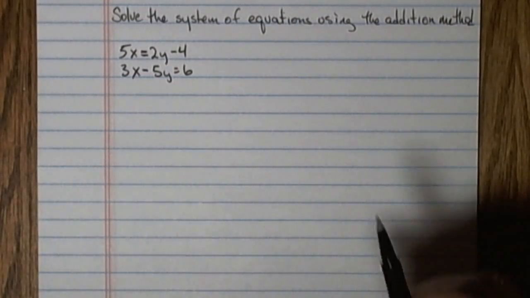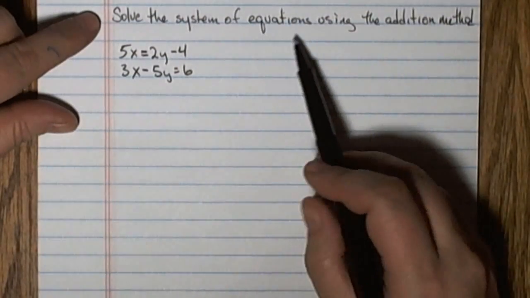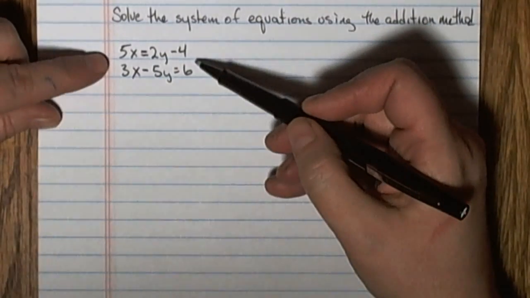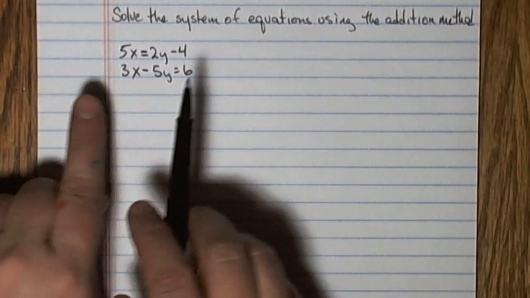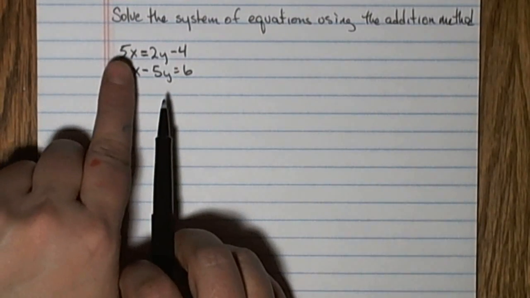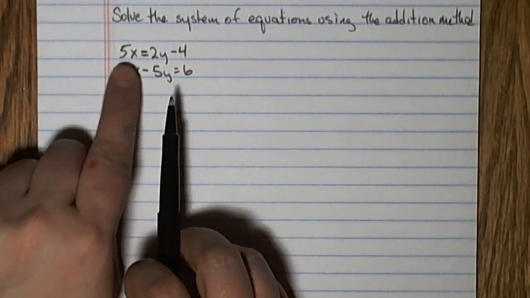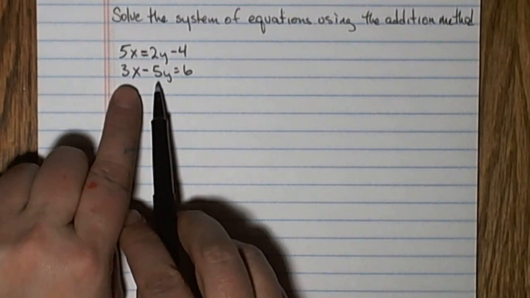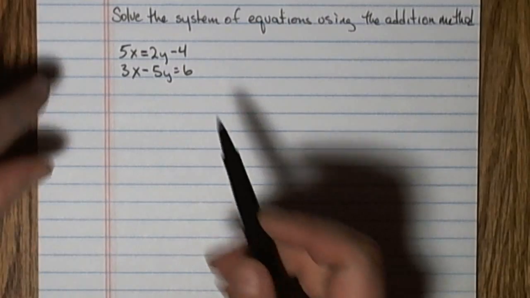For this third example, I'm going to solve the system of equations using the addition method again. On this example, it's a little different because when I look at the two equations, they are not lined up. I have just a 5x on the left side of the first equation, and I have a 3x minus 5y on the left side of the second equation. I want to get them lined up before I start.